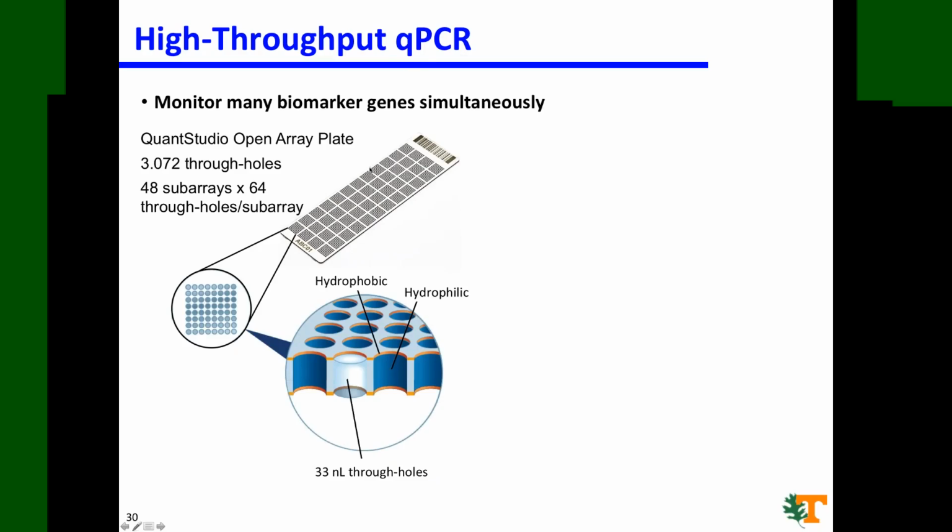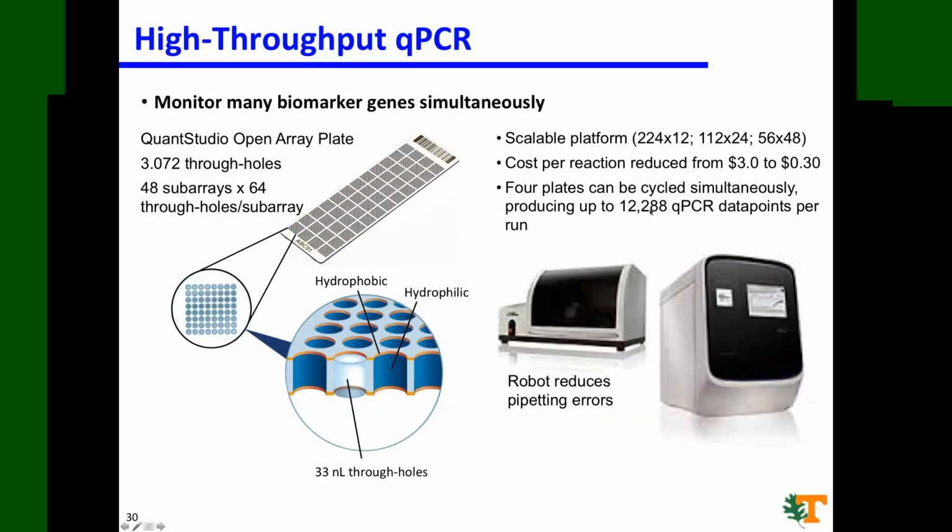So for example, we now have high throughput qPCR instruments where we have these small plates, arrays that basically have more than 3,000 little through holes. This is shown here with a 33 nanoliter volume. And we can run qPCR on these arrays, and we can put up to 4 of these plates in a qPCR machine. So theoretically, we can run 12,000 qPCR reactions in 2 hours.